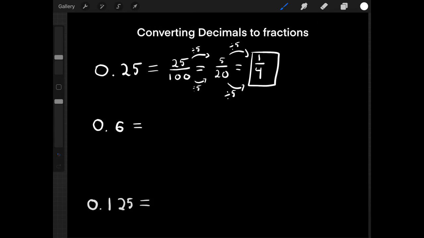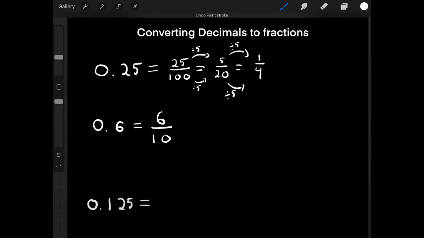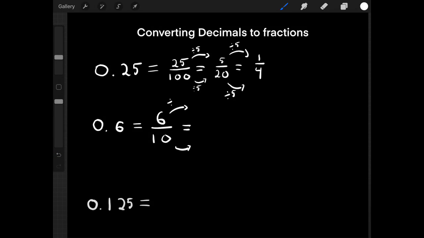That is our answer. Alright, now we move on to the next question right here. And we begin by doing the same steps, so we bring 6 into the numerator and the 10 into the denominator because 6 is in the tenths place. Then from here we simplify the fraction, so we divide both the numerator and the denominator by 2, and we get 3 over 5, and that is our final answer.